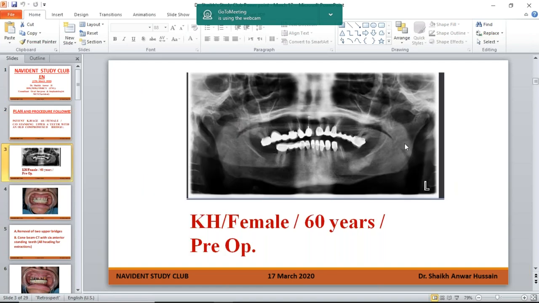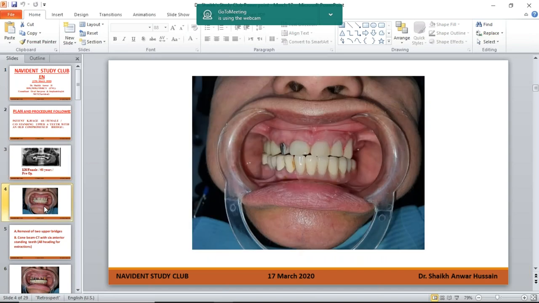This was the case which I presented, like I said. And this was her clinical status. You can see the lower denture that is there. This was given as an immediate denture following 3 implants initially. So the second part, as per the patient's request, was to go for the upper one.